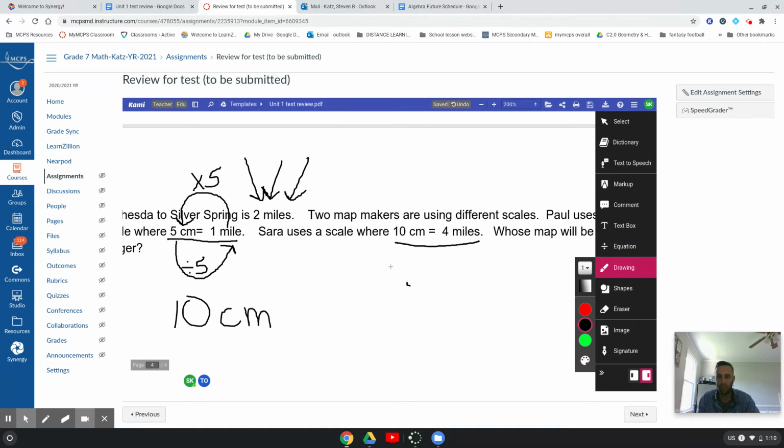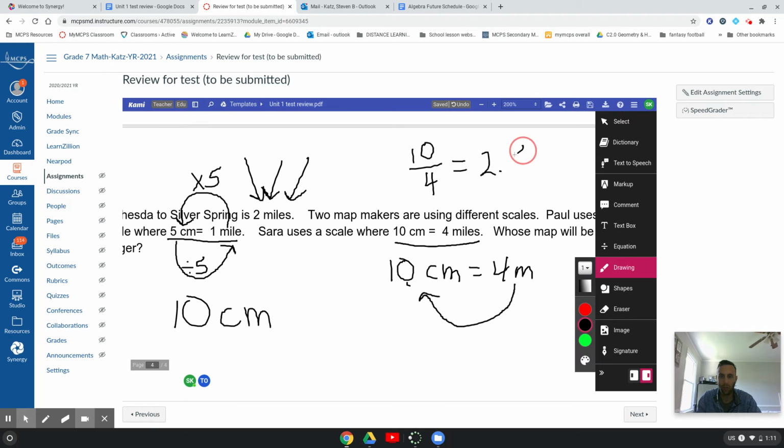Now, Sarah uses a different scale, so we have to do a little bit different. So we have 10 centimeters equals 4 miles. Now, this is a little trickier. So if we're going from miles to centimeters, it goes from 4 to 10. So remember, if you're going from 4 to 10, we're actually going to have to divide the new one, 10, divided by the old one. And when you do that, you get 2.5. So the only way that you can go from 4 to 10 is multiply by 2.5. And if you're going backwards, you are dividing by 2.5.